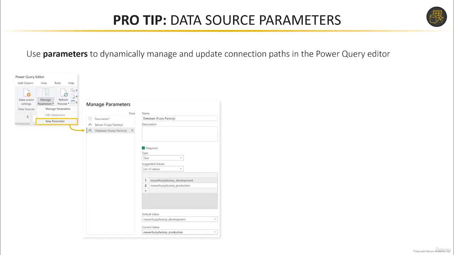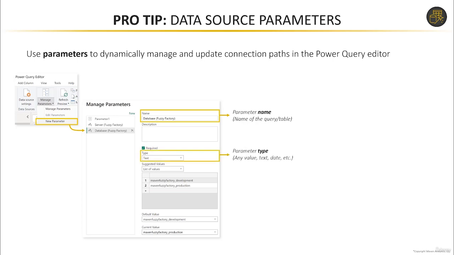So to get started, you'll need to create a new parameter or parameters based on your connection. In this example, I've created two new parameters, one for the MySQL Server connection and another for the database schemas. Here, I'm using generic names like database and then specifying that it's part of the Maven fuzzy factory. Just good data hygiene here, making sure that you're naming things clearly and appropriately.